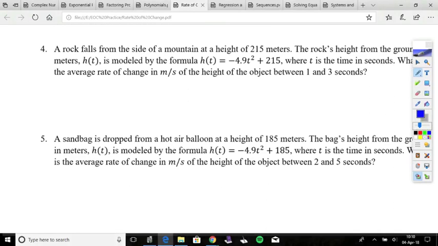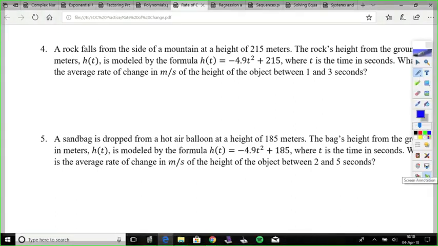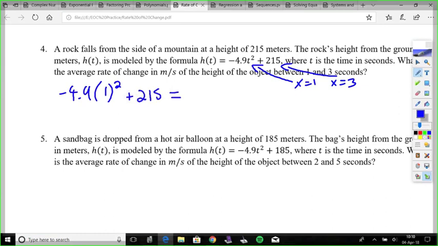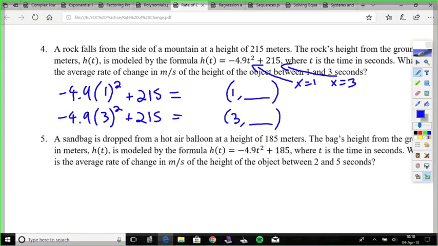So remember, I'll help you out with number 4, just get you started a bit. With number 4, it says between 1 and 3 seconds. So this is when x equals 1 and when x equals 3. Again, plug those into the function, see what you get, and then use the formula. So negative 4.9, this is where you use the calculator. Plug in 1 first, see what that equals, and then also plug in 3, see what that equals. And whatever they come to, use those points. So this would be the point 1 and whatever you got, and then the point 3 and whatever you got. Then you can use that slope formula.